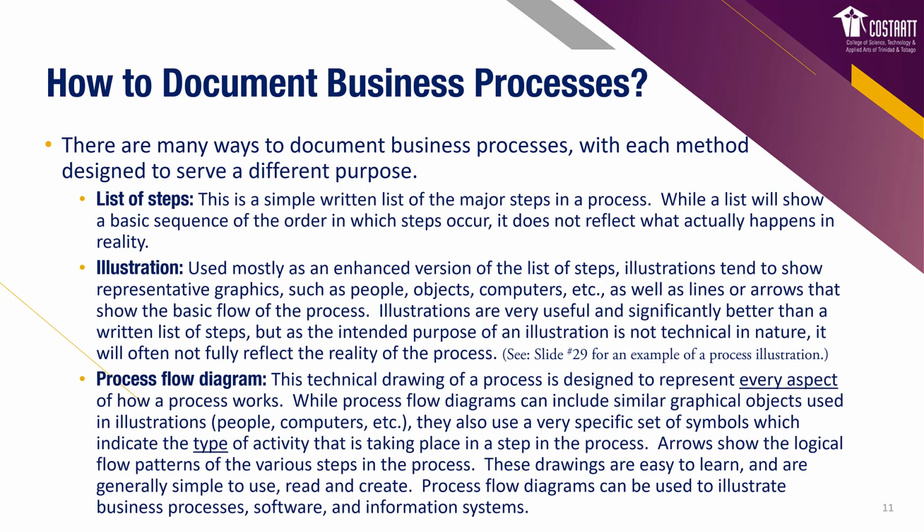When you write down a list of steps, it is usually written in a particular order. Step 1, 2, 3, 4, 5, 6, 7, 8, going on. And that implies that the process follows those steps in that order.